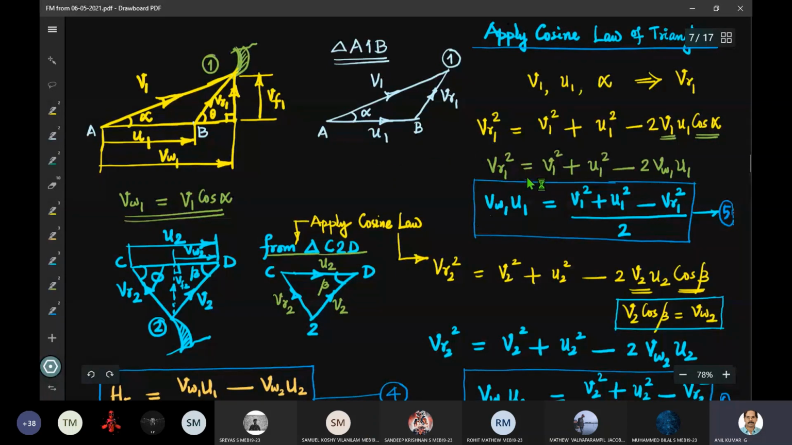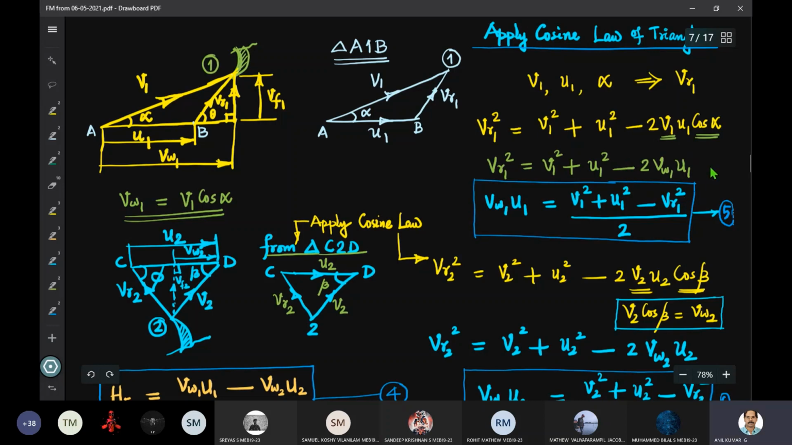So VR1 square is equal to V1 square plus U1 square, and the third term you can simplify. You already know V1 cos alpha. If you take V1 cos alpha from the inlet velocity triangle, what do you get? V1 cos alpha is VW1. So you can replace V1 cos alpha by the velocity component VW1. If you do that, the third term changes to 2 times VW1 U1. So VR1 square is equal to V1 square plus U1 square minus 2 times VW1 U1.